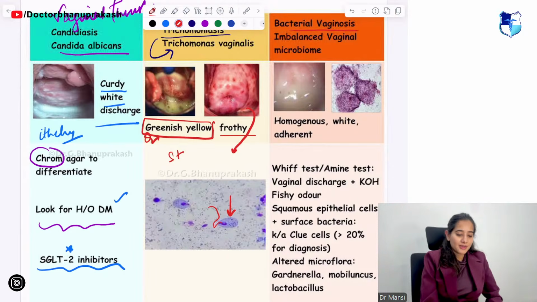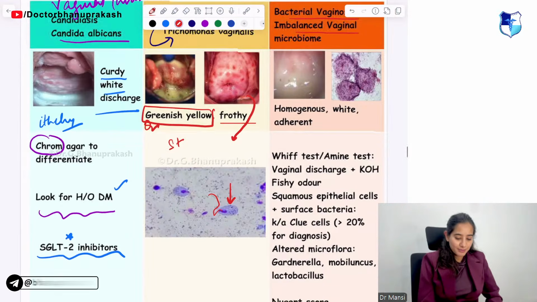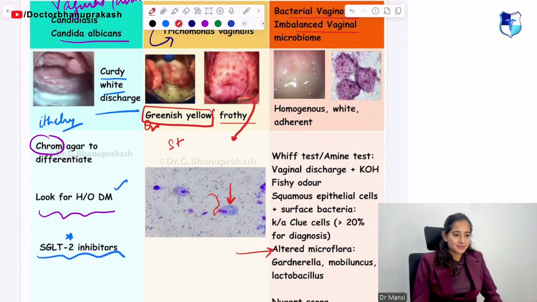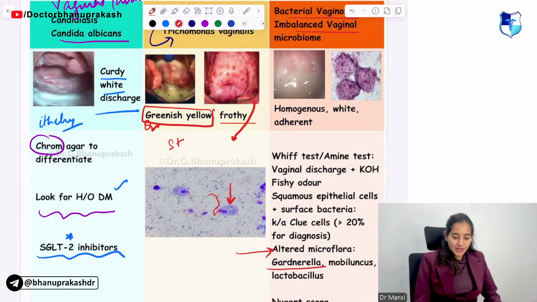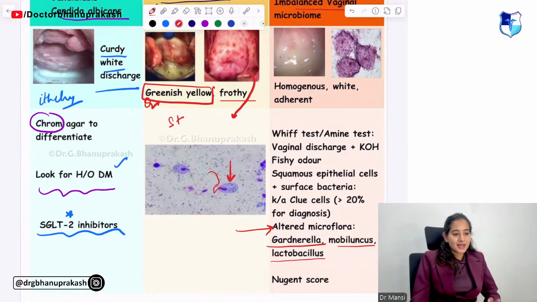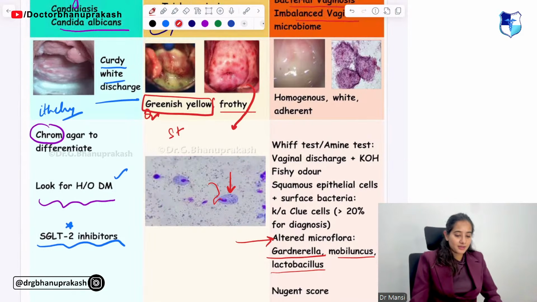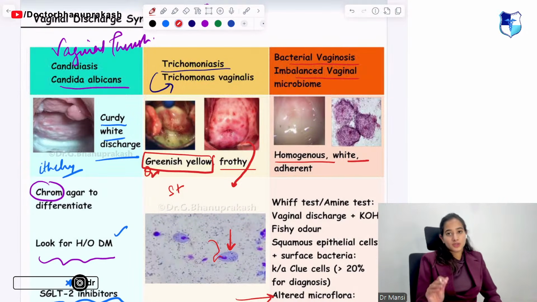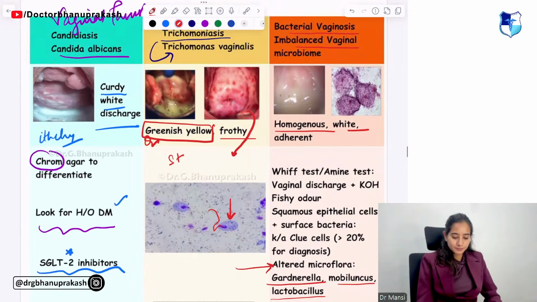So in bacterial vaginosis, there is an imbalance, an altered microflora. Why is it altering? What is getting decreased? Lactobacillus is actually decreasing, and because of that, Gardnerella species, Mobiluncus and others are increasing. That is what is happening here. So in them, there will not be white curdy discharge. It is homogeneous white, and this discharge is adherent to the vaginal wall. That is classical for them.